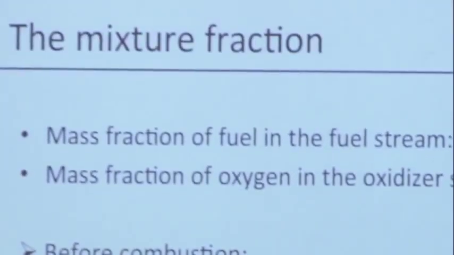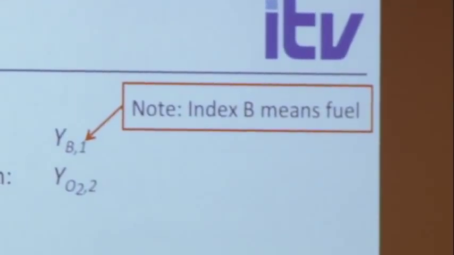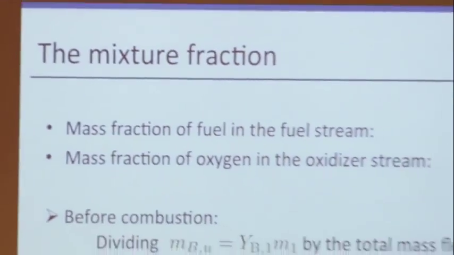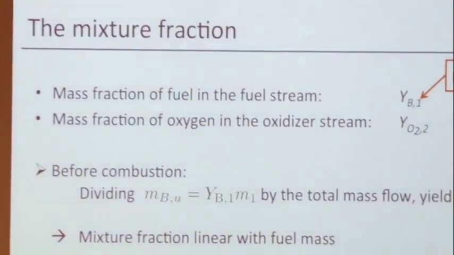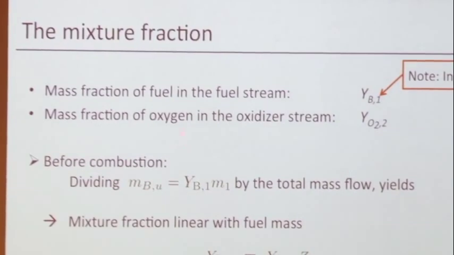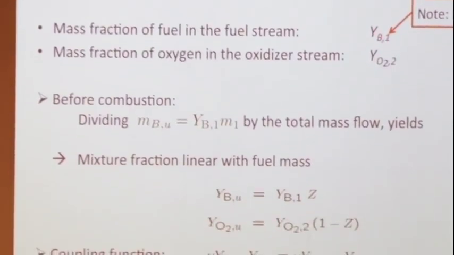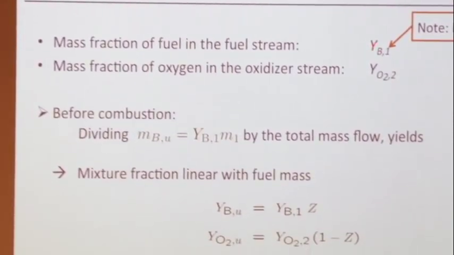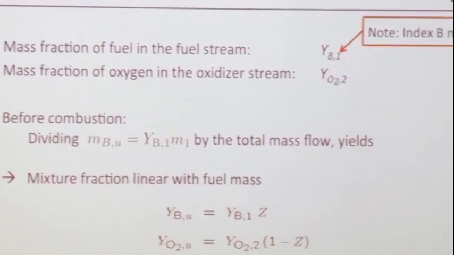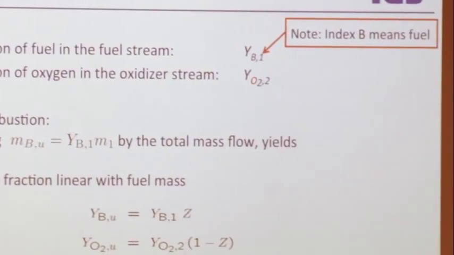See here, I noted this. Index F means fuel. So in these two streams, I have fuel and oxidizer. In the fuel stream, I have a certain mass fraction of fuel. We call this Y fuel in stream 1, and in the oxidizer stream, I have a certain mass fraction of oxygen, Y oxidizer in stream 2. For this, we make the assumption there's no fuel in the oxidizer and no oxidizer in the fuel stream.